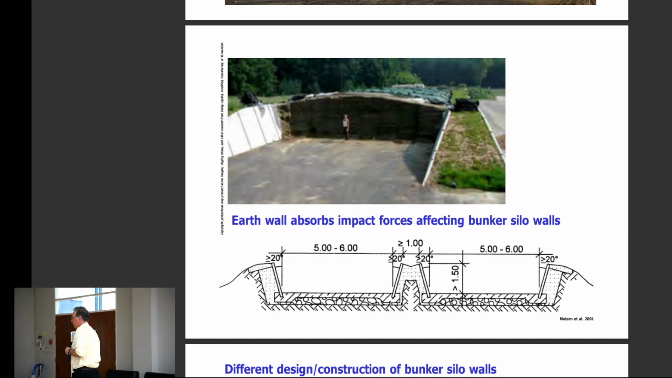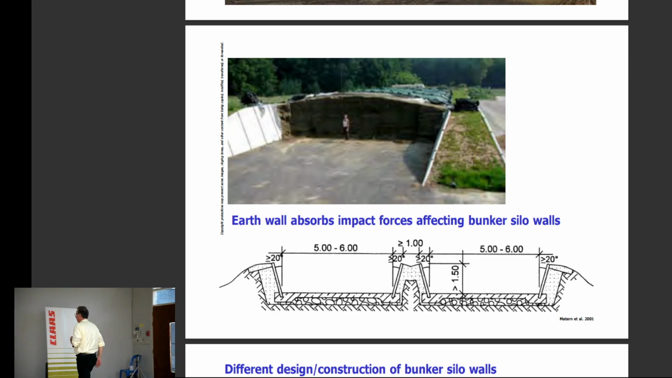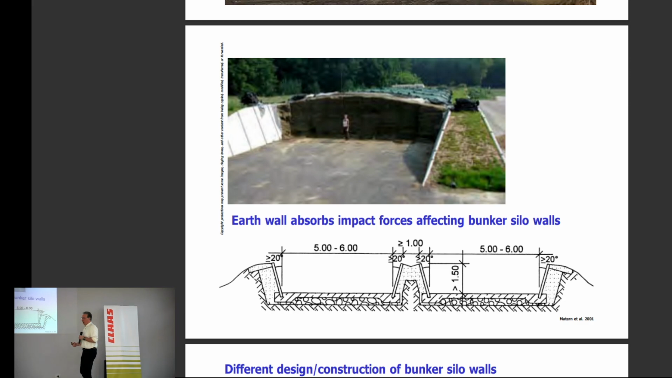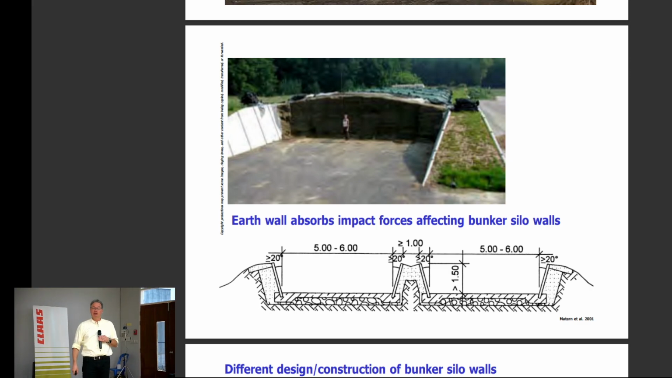That's one part. And the second part, of course, is about the building cost. How can I make it a little bit cheaper? And one idea is, of course, how to absorb the forces on the walls from the silage and from the compacting tractor. One way of doing this, you have this kind of earth walls, and you see, you just have very slim concrete walls, because the pressure is buffered by the earth wall.